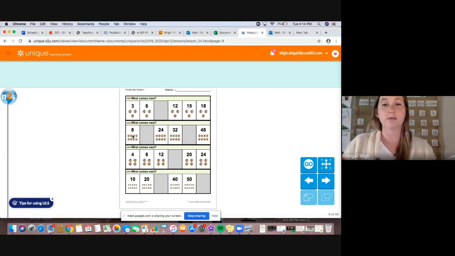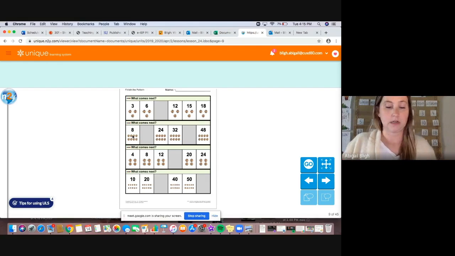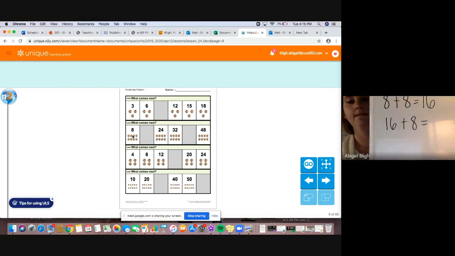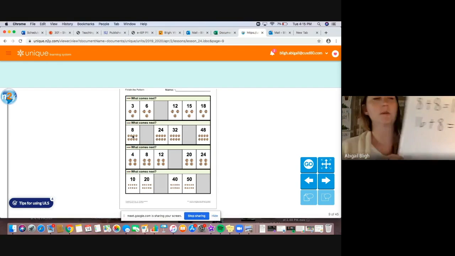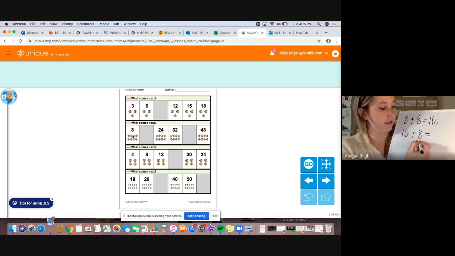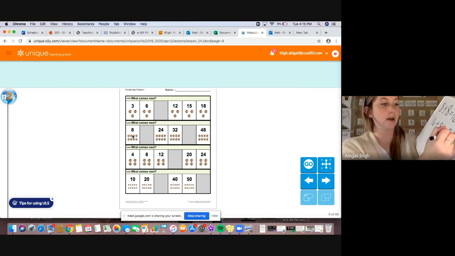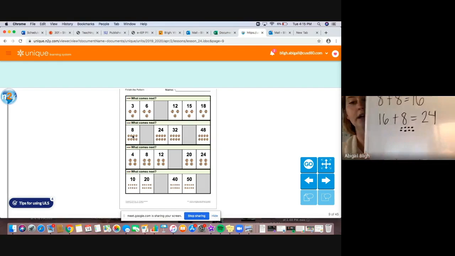Now let's check that. So it says the next number is 24. So now I'm going to add 16 plus 8 because we're adding on every time. This one's a little trickier. So I'm going to count up from 16. 16, 17, 18, 19, 20, 21, 22, 23, 24. So I counted up using dots. I got 24.